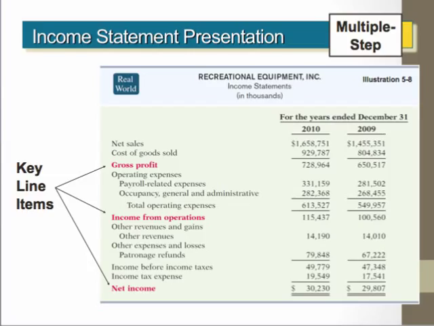Then we take into account the revenues and expenses that were generated by the company that are not part of the normal operating process. That would then provide us with the income before taxes. Then we compute the taxes to provide us what the true net income value is.